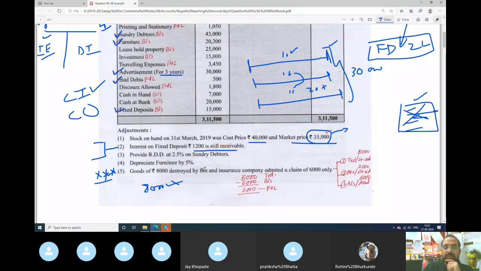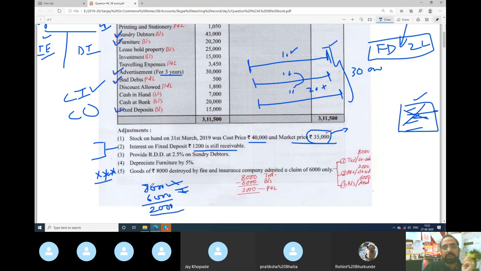Okay. Now after that, what happened? And insurance company admitted a claim of rupees 6,000 only. So when the goods are destroyed by fire, you had insurance for those goods. So you went to the insurance company and you claimed for the money. The insurance company did a survey and they found that you are eligible to receive 6,000 rupees. So they paid you 6,000 rupees. So you made a loss. Goods were of 8,000. From the insurance company you got 6,000. So you made a loss of how much? 2,000 rupees.